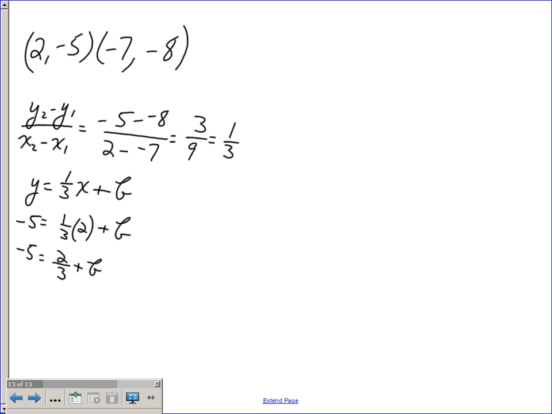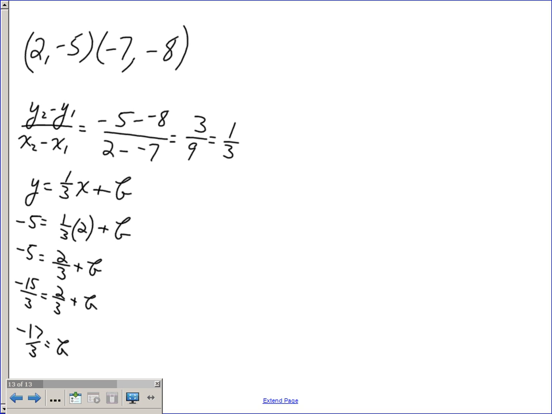So what is -5 minus 2/3? It's -5 and 2/3, right? Isn't this -15/3? Isn't that what -5 is? -15 divided by 3? So if I subtract 2/3 from -15/3, I get -17/3. That's my y-intercept. Yes? How is it -15/3?